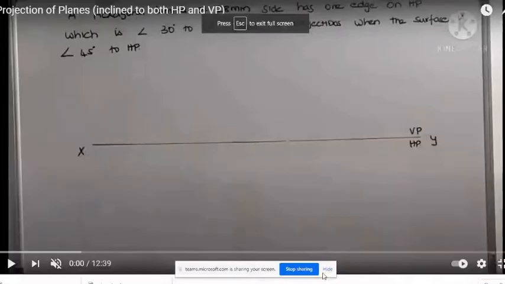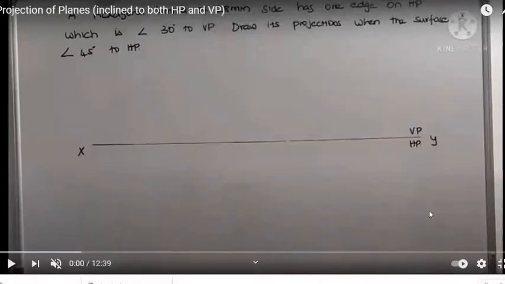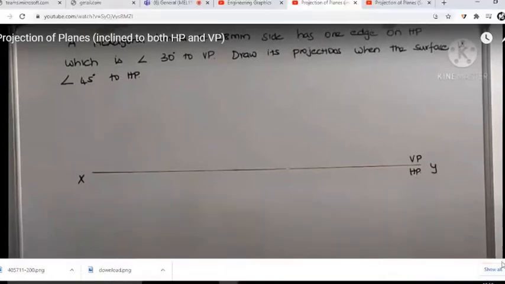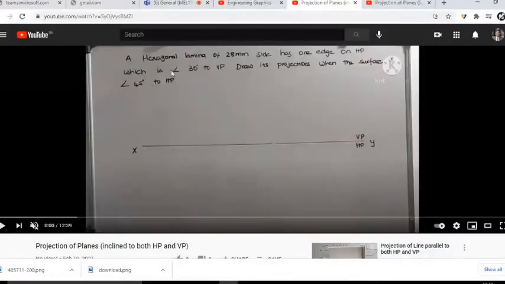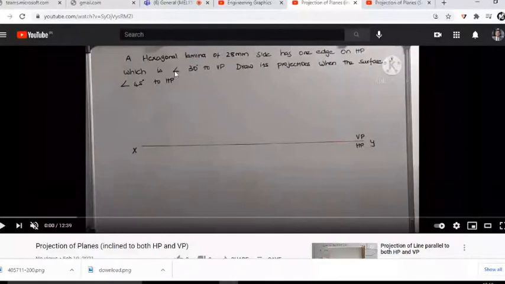So probably this will be the final problem in the projection of planes. Okay. So this is the problem. So is it visible?